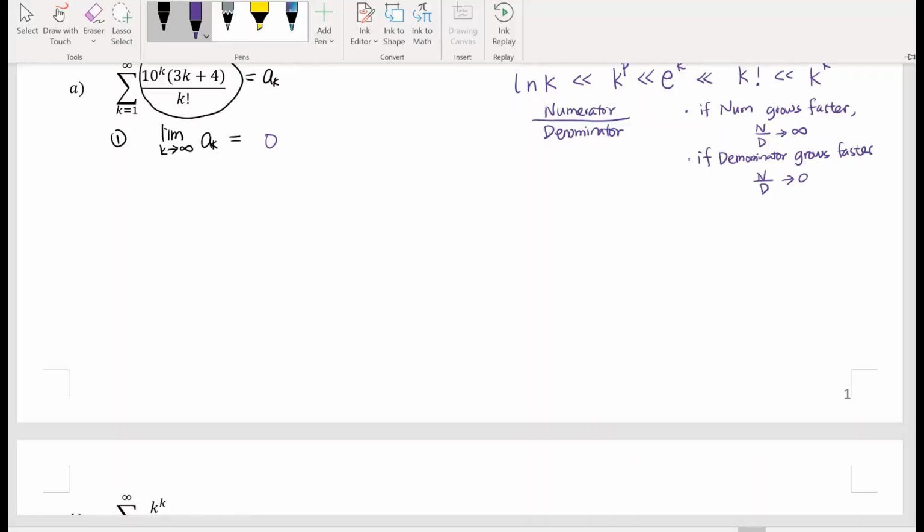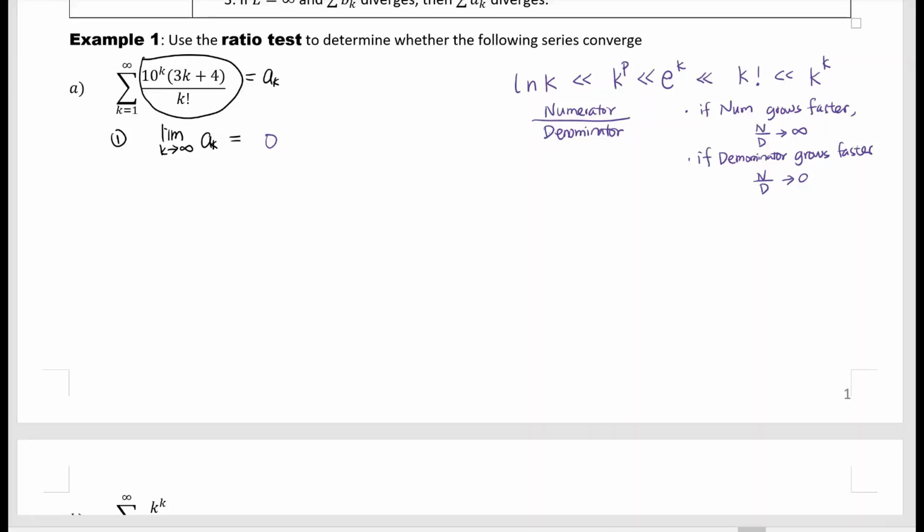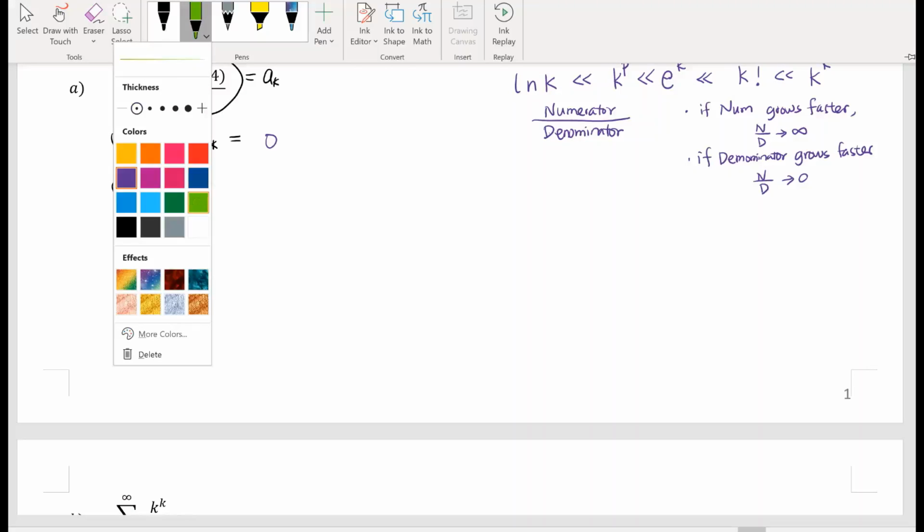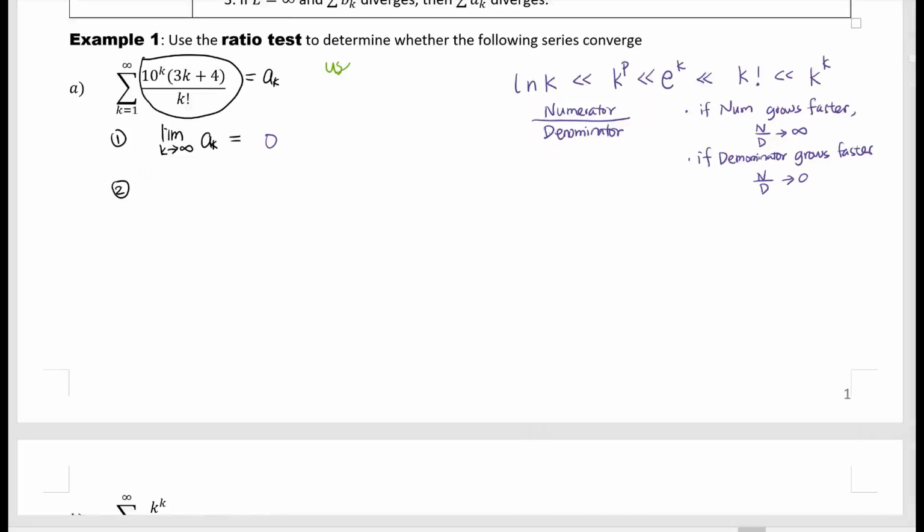Remember, if you get a non-zero number, you say, oh, it diverges by the divergence test, and then we stop right there. But here, because it's 0, we actually need to go to the second step. Okay, so when do we use the ratio test? We usually use the ratio test if you see terms like e to the k, k factorial, k to the k, okay? When you see these terms, you can think about the ratio test. All right, let's continue.